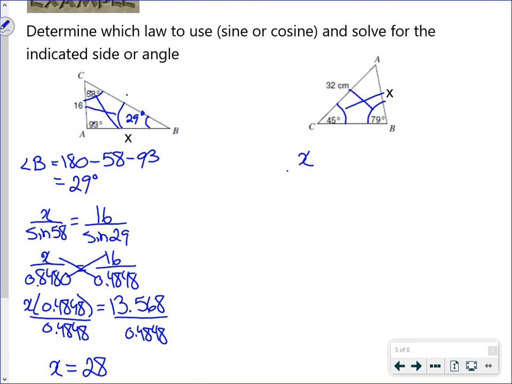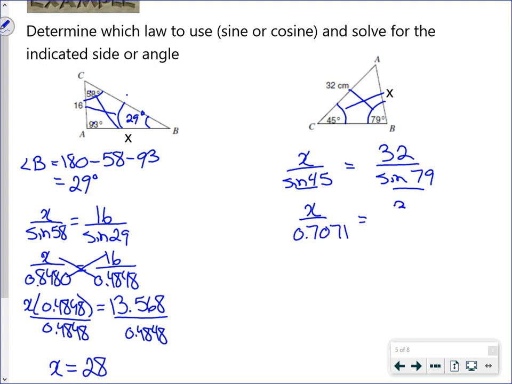So we will have x over sine 45 equals 32 over sine 79. So calculate the sine 45 and sine 79. So we'll get x over 0.7071, and this equals 32 over 0.9816.